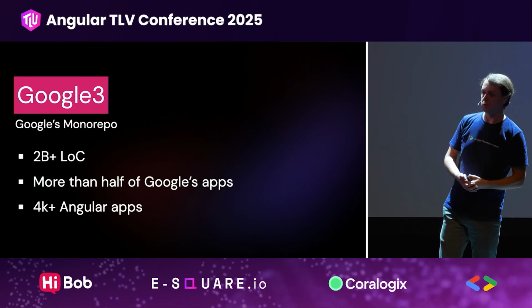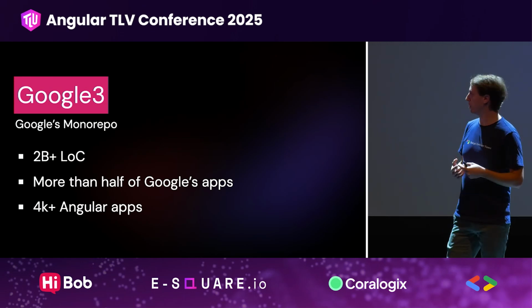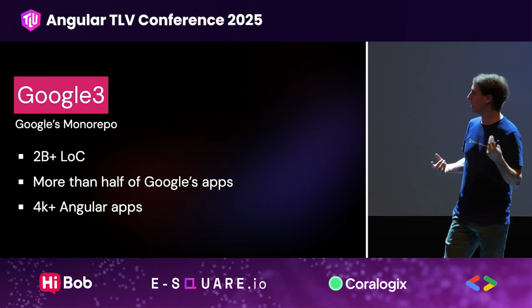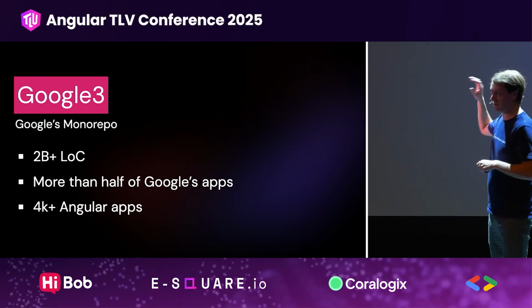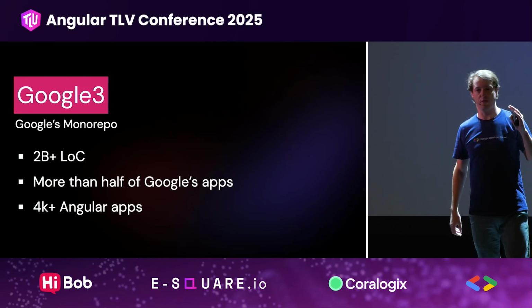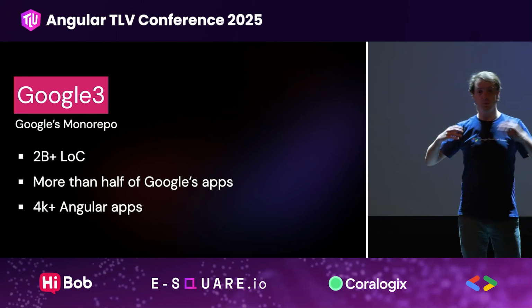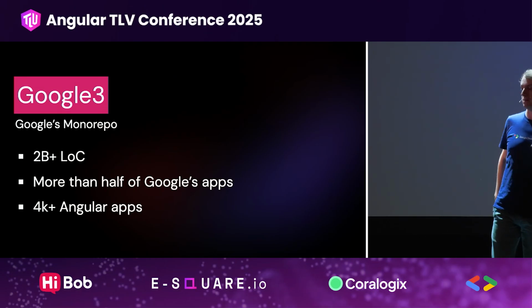Examples that are not in the monorepo are Android, which has its own Git repo, Google Chrome, and things like TensorFlow. Besides that, everything is in that monorepo. And this includes over 4,000 Angular apps, meaning that we work in a context where Angular at Google is used by 4,000 different apps.